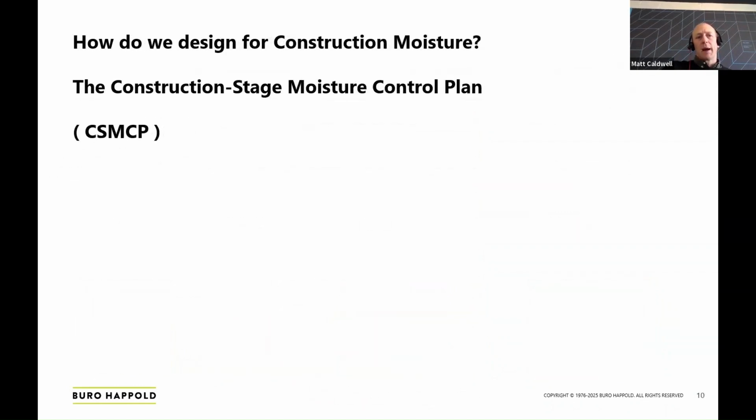So just thinking about how we design for construction moisture, and I'm going to be talking here from the designer's perspective, so starting quite early in the process. A key tool here is a construction stage moisture control plan. That's the term that we've used in the TD UK guidance document. Other people might call it something slightly different, but ultimately it's all trying to do the same thing.